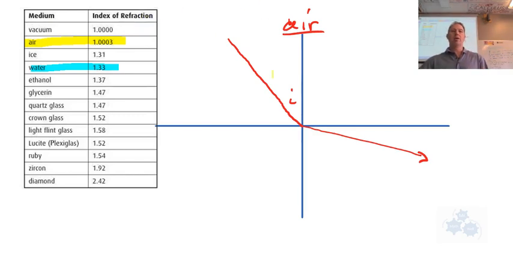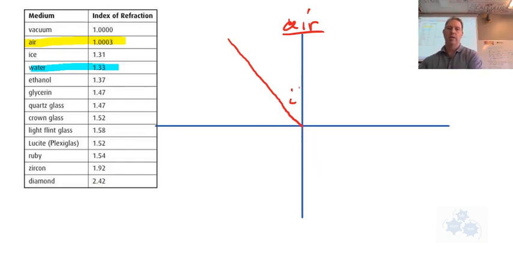Okay? So what you have to remember is this, if the index of refraction is greater than 1, okay, so because air is pretty much 1, right? If the index of refraction is larger, that means the light ray is going to slow down. That means it's going to bend towards the normal. Okay? So in this case, if we go into water or flint glass or diamond, or anything like that, it's going to actually bend towards the normal.